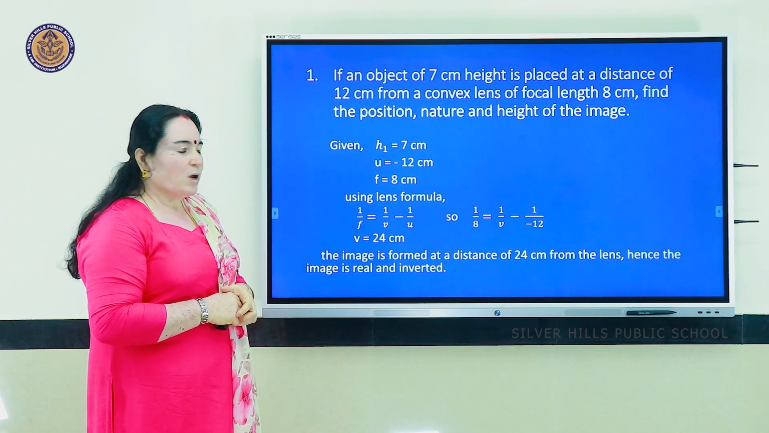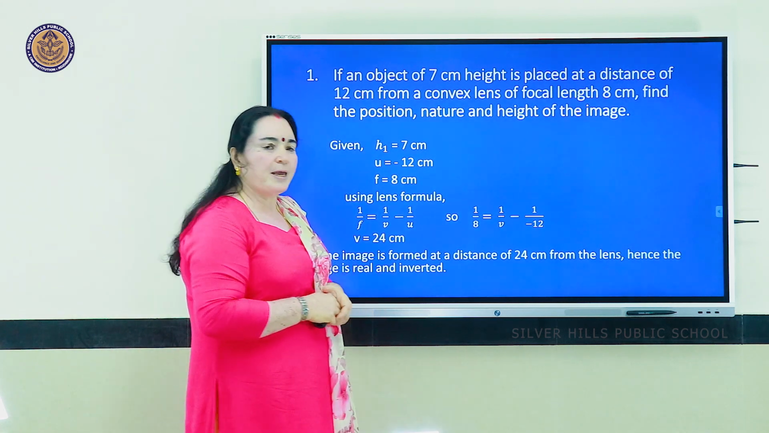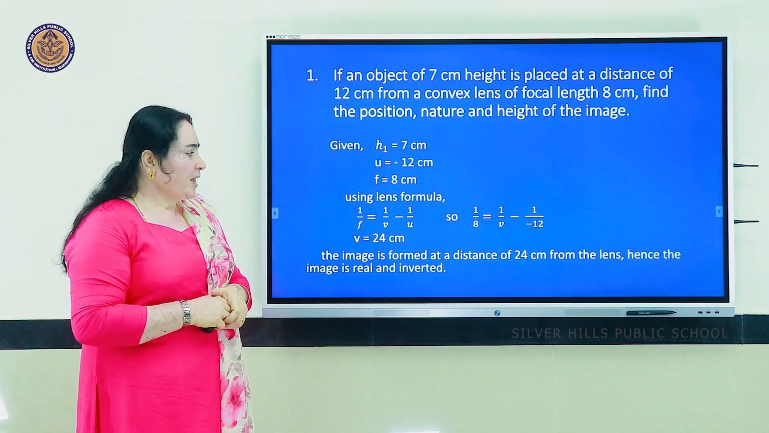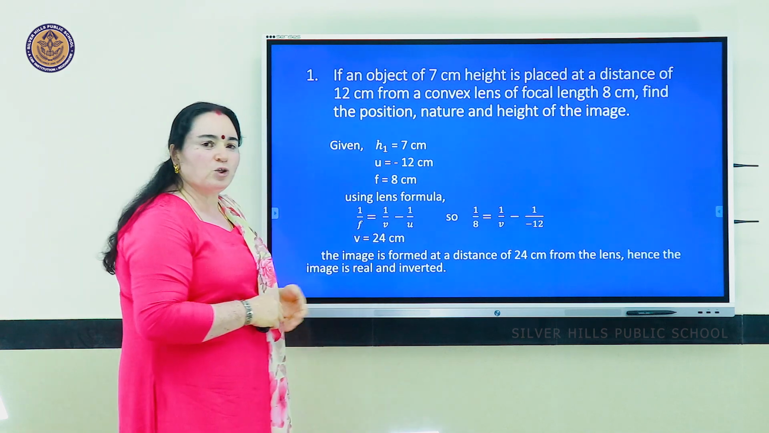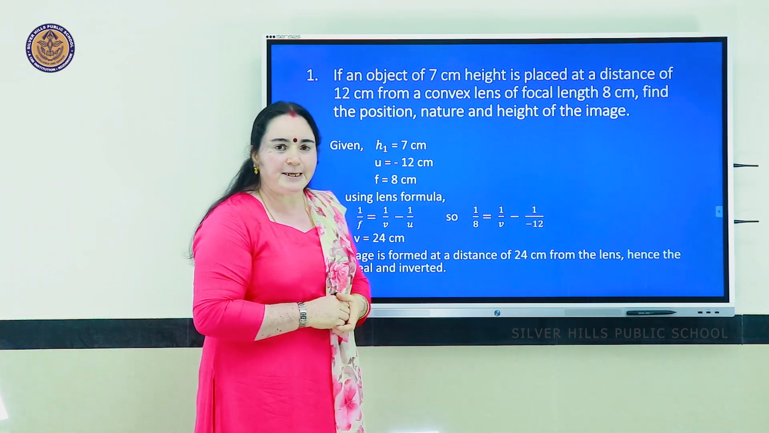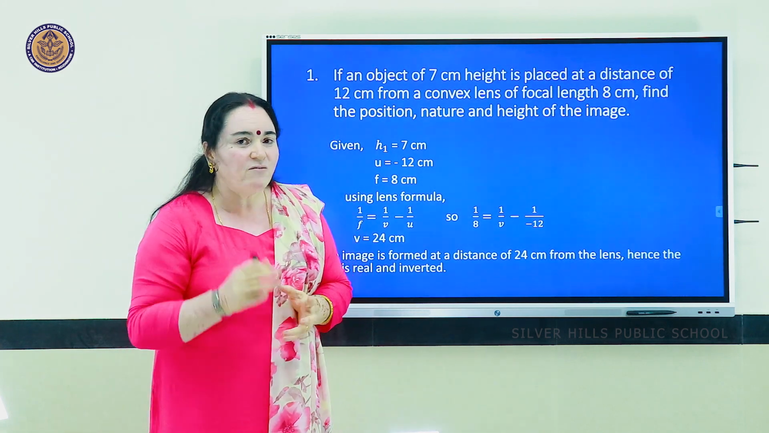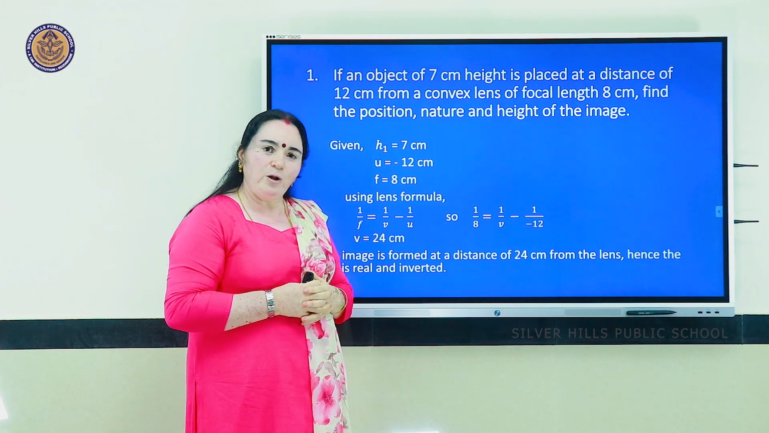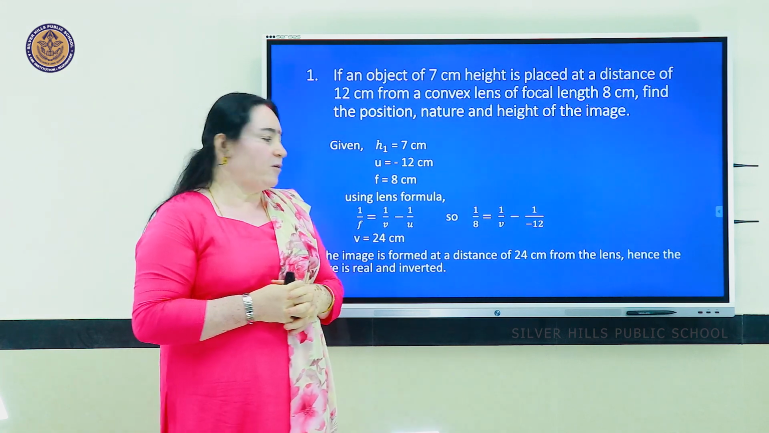So what do we get? 1 by 8 equals 1 by v minus 1 by minus 12. In that case, we do all the mathematical operations, and what we get over here is v is equal to 24 centimeter, and it is a positive value. So obviously, when do you think we are going to get a positive value? Only when the image is real and inverted.